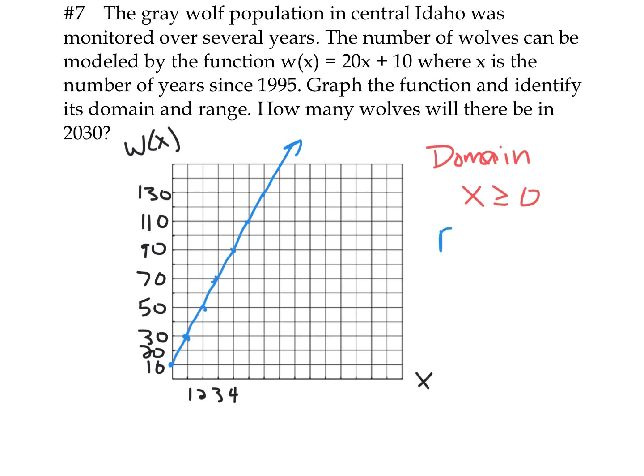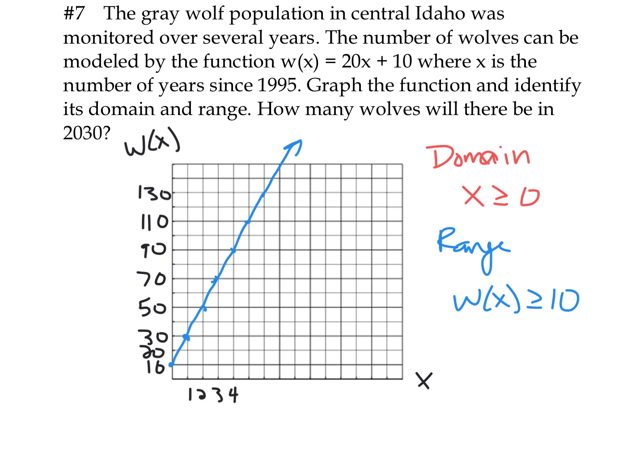And then the range would be all of our possible outputs. So w of x would be greater than or equal to 10. Right? We can see here that we're starting at 10 and the y values, the outputs, are always something greater than 10. So 10 or anything bigger than that.